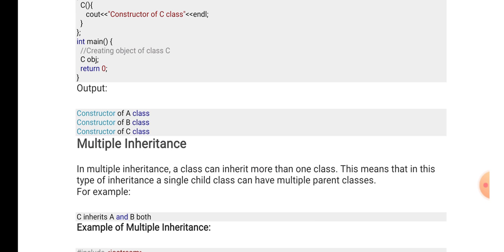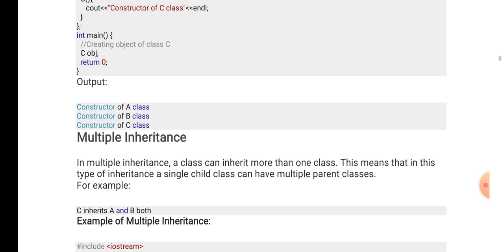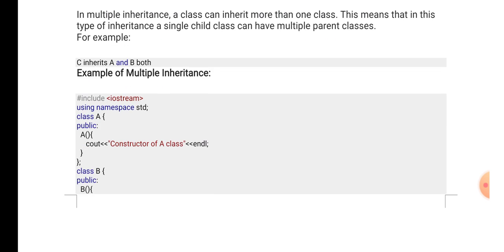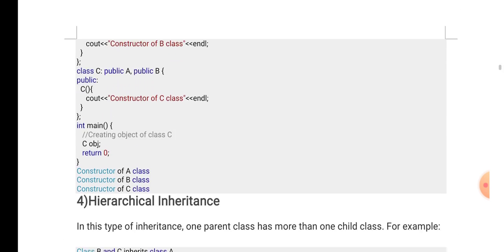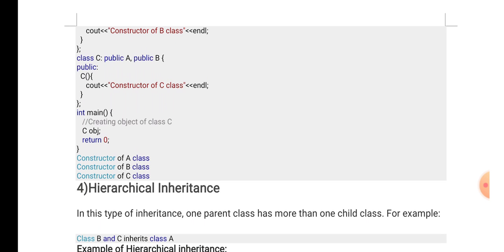So how to implement multiple inheritance? We can see in the example. You take A class, you write the constructor, then you take B class, you write the B class constructor. Now you implement multiple inheritance. You write class C colon public A comma public B. So this is how we implement multiple inheritance, separating with a comma: class C colon public A comma public B.